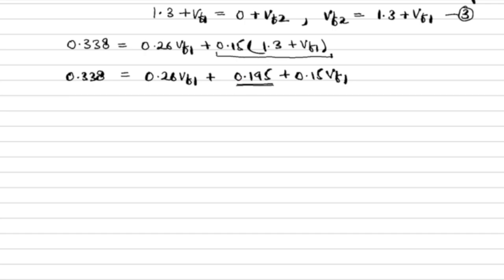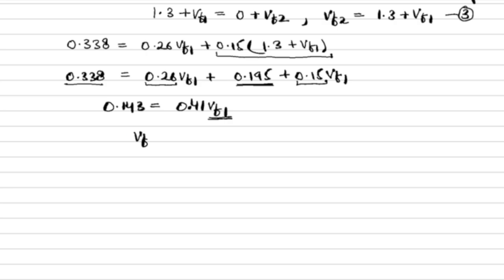So let me solve this. I will take this to the other side and subtract it from 0.338. So 0.338 minus 0.195 will be 0.143. I will add them up. 0.26 plus 0.15, that will be 0.41, 0.41 multiplied by VF1. So I need to calculate VF1. So I just need to divide 0.143 divided by 0.41, and that will give me 0.35.